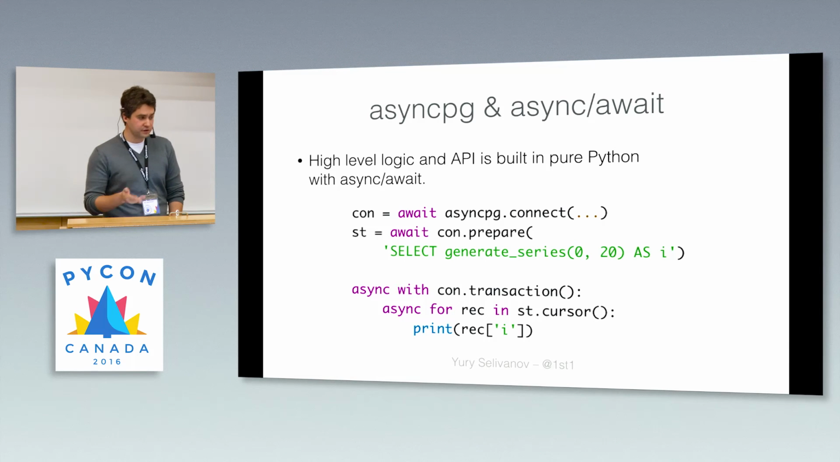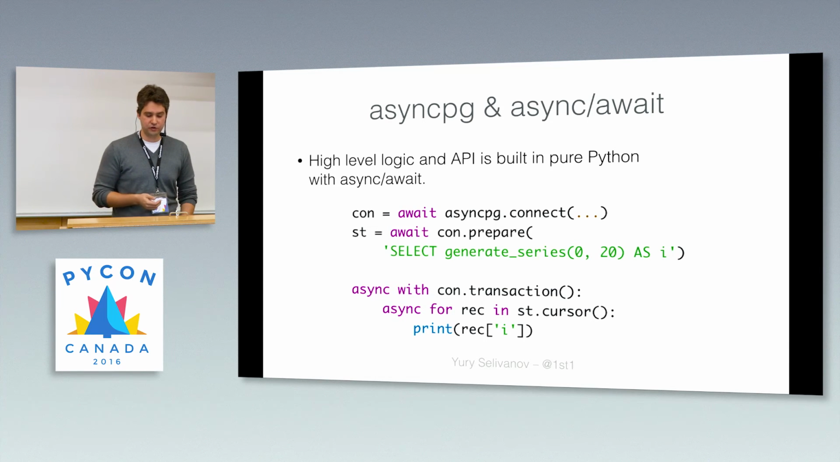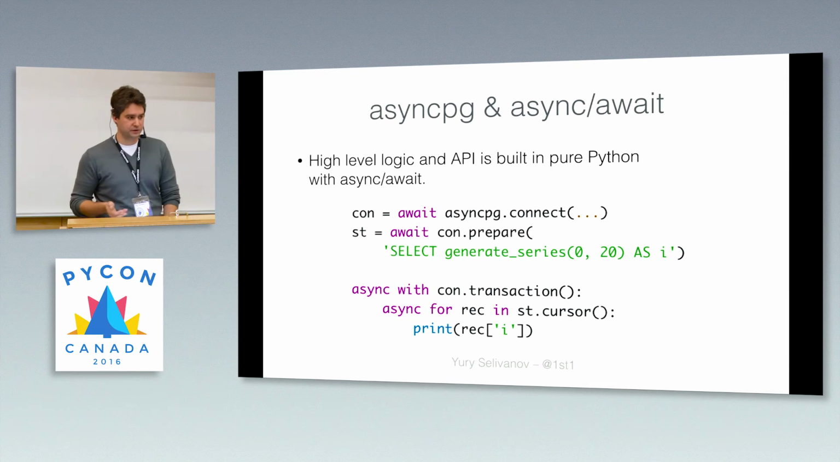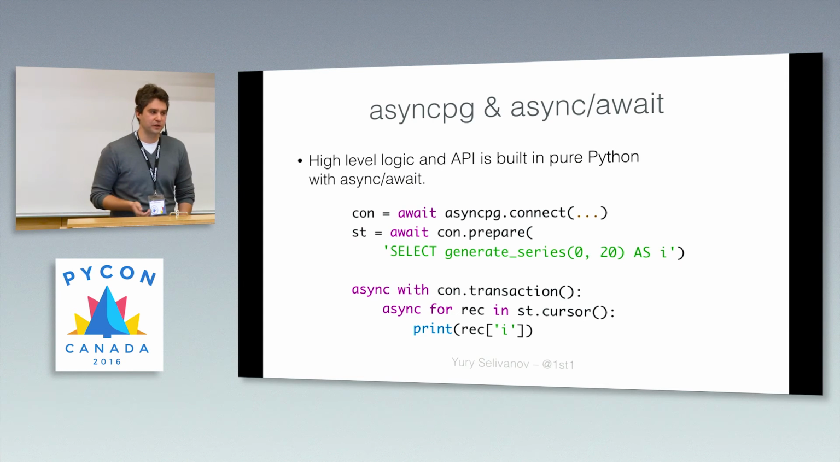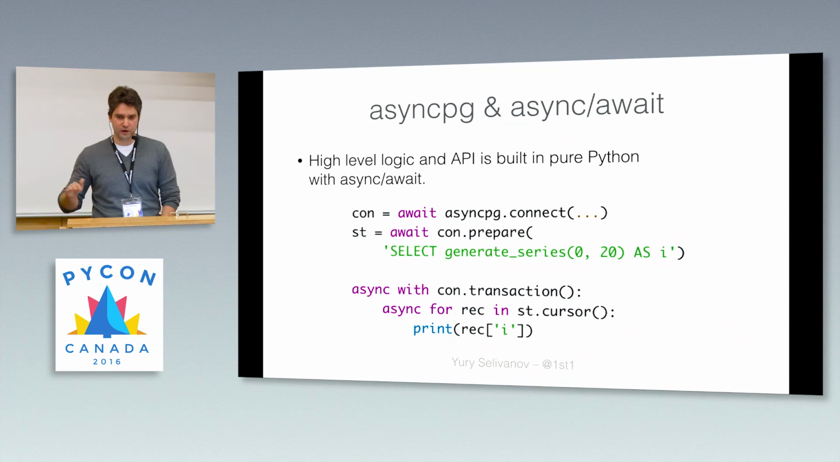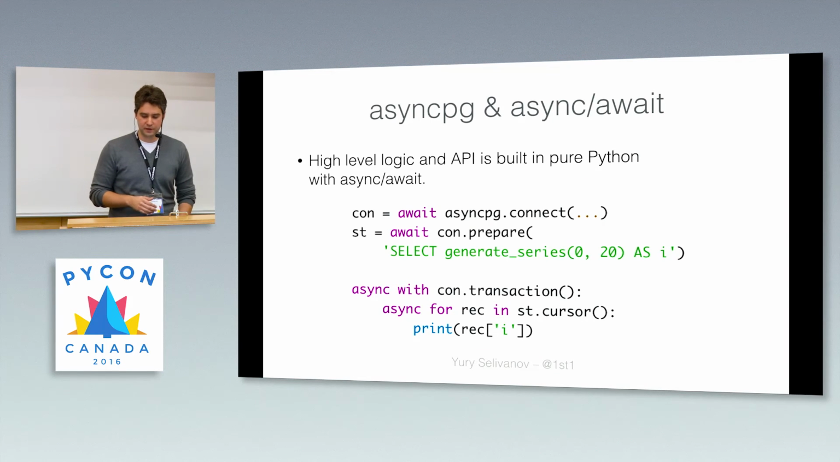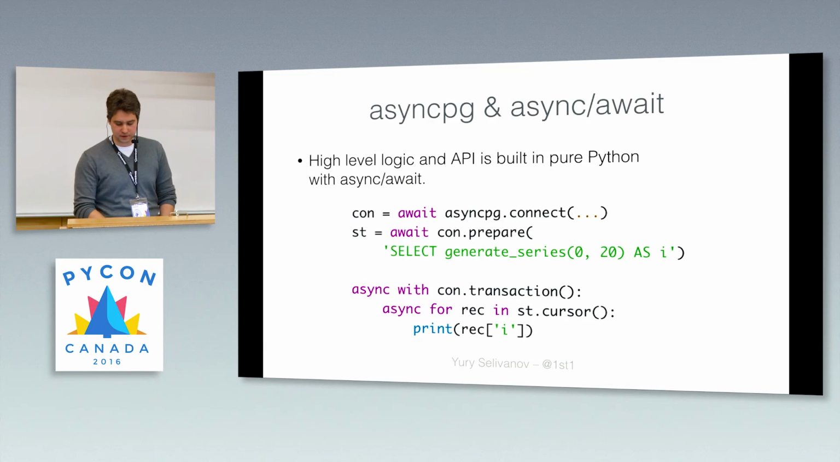So this is how AsyncPG code looks in real life. As you can see, it's all about async await. It's all about usability. Even though underneath it all, we have callbacks and we have complex data processing pipelines and stuff like that.